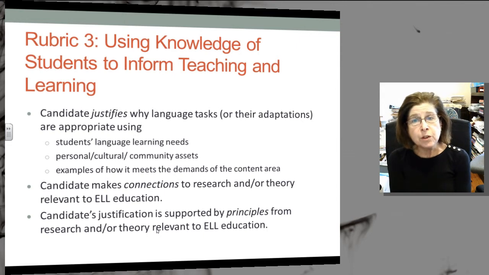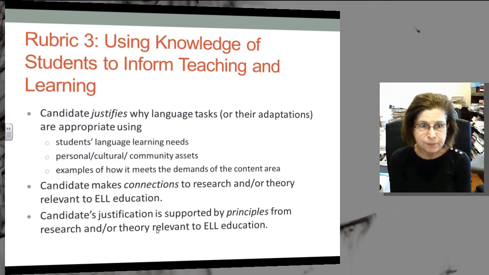Here we talk about using the knowledge of students to inform teaching and learning. Now remember, you've done the context for learning, so that was done for a reason. This is where your context for learning is really going to help you.